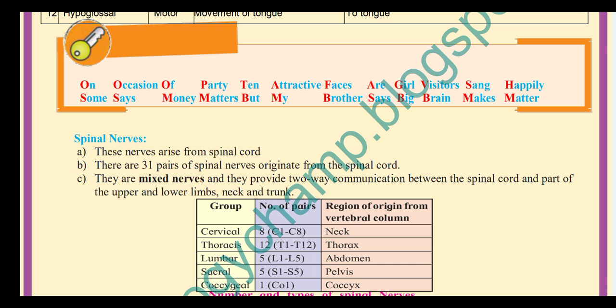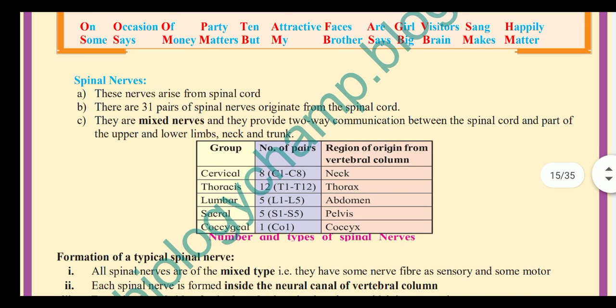Next part, that is spinal nerves. These nerves arise from the spinal cord. There are 31 pairs of spinal nerves originating from the spinal cord. They are mixed nerves and they provide two-way communication between the spinal cord and parts of the upper and lower limbs, neck and trunk.